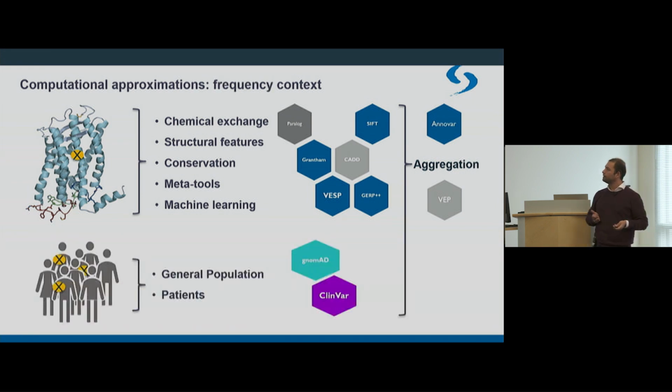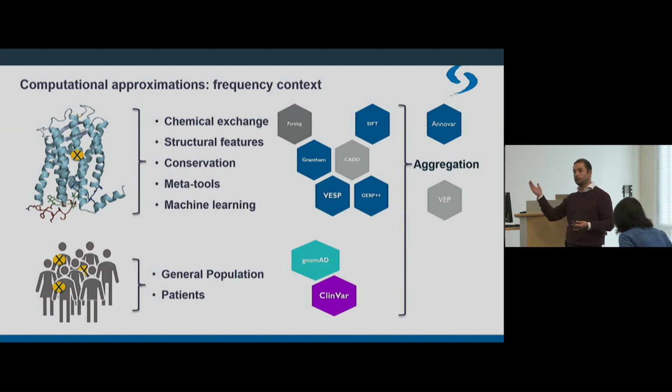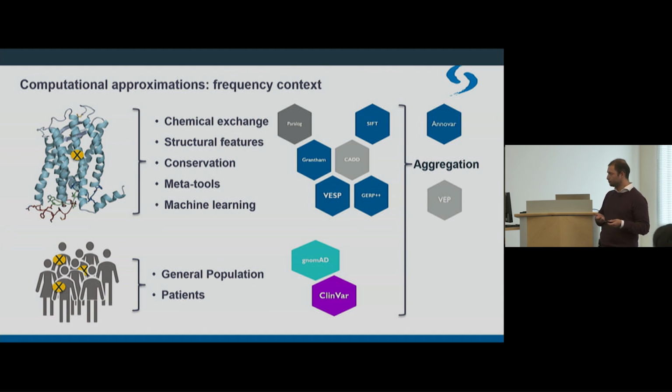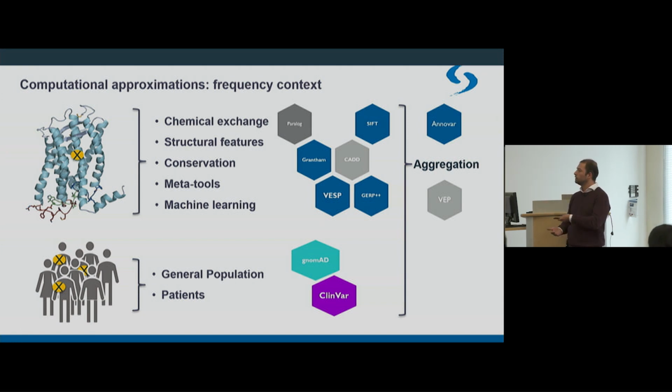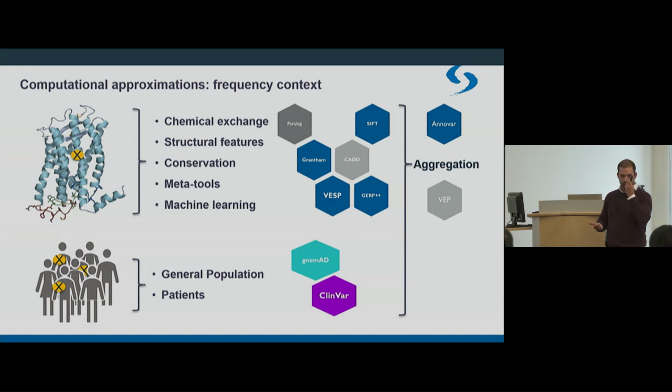And then we have the frequency context, which by themselves are far stronger arguments for variant interpretation than the other computational tools. We have the argument of the general population. That means if we have a variant in the general population, it's less likely to be pathogenic. Then if my variant is present in another patient, it's most likely to be pathogenic too. So these are the frequency arguments that can also be addressed computationally.